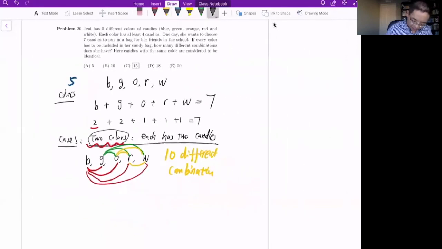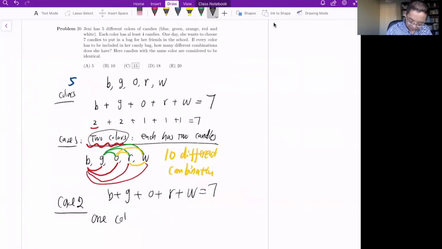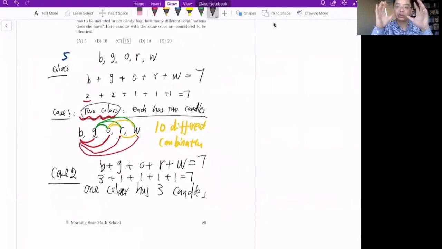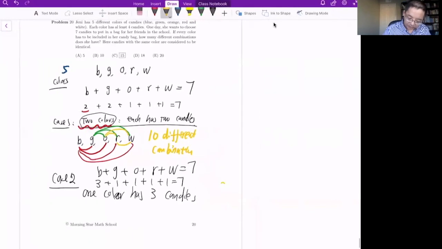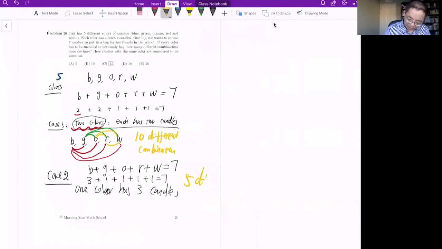Now we have case 2. Case 2 is 1 color has 3, right? So you have again blue, green, orange, red, white, and the total is 7. So 1 color has 3 candies, and say we have 3 blues. Then you can have 1 green, 1 orange, 1 red, and 1 white. This is 7. So all you need to do is choose which color has 3 candies. You have 5 different choices, right?